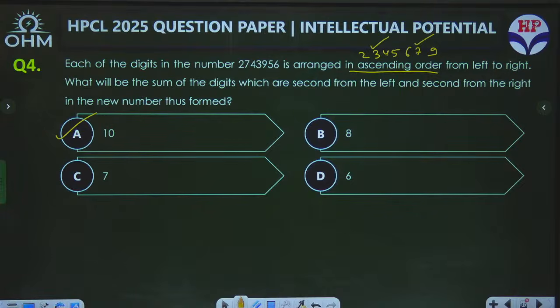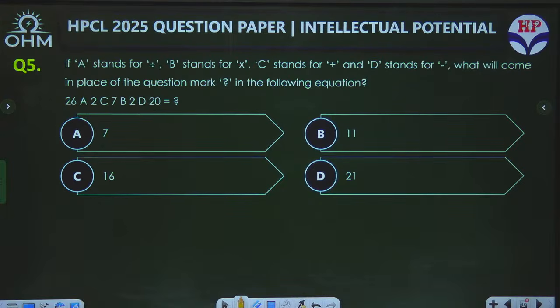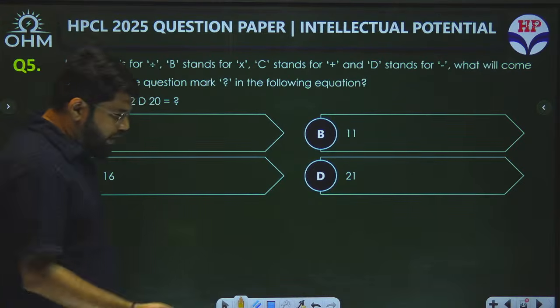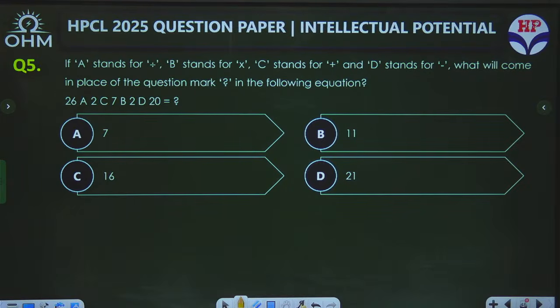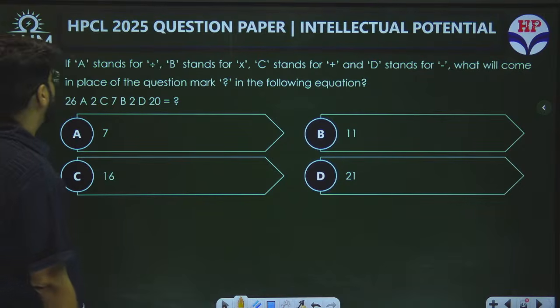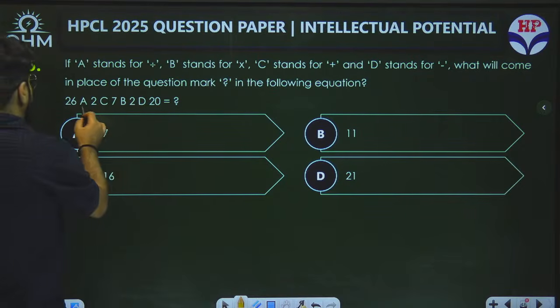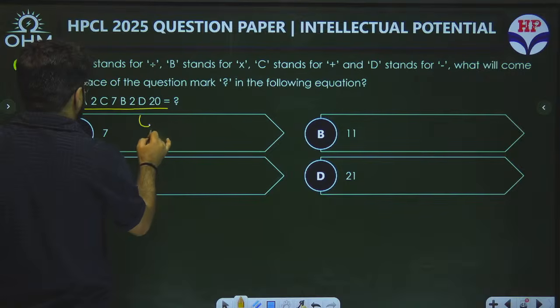Okay, next. If A stands for, yeah, this is some coding. Sometimes the operators are coded by letters. It's a common coding question. A stands for division, B stands for into, C for plus, and D for minus. What will be in place of the question mark? I mean, what will this operation be equivalent to? I'll write it here. 26.